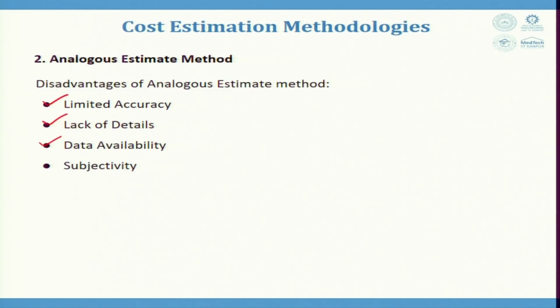current project. Subjectivity, which means the estimate may still be influenced by the judgment and experience of the estimator only, because he is studying the past data. That is the only difference from the judgmental estimate method, but still it has a little more detail, because at least we are trying to pick a historical project which is almost similar to the current project as far as possible.